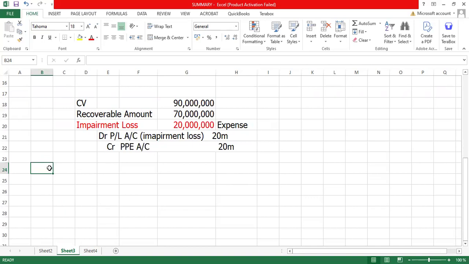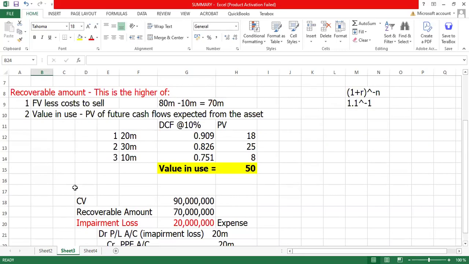Is that clear? So, I just write a simple example. Like this one, it's like I have explained, no need of writing.